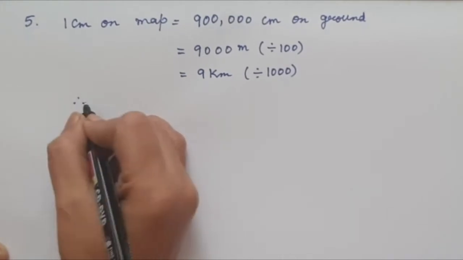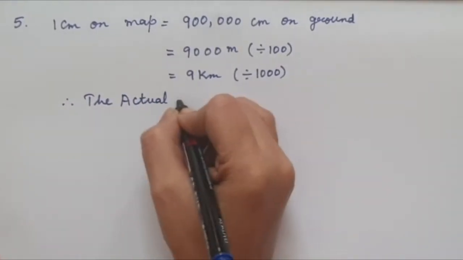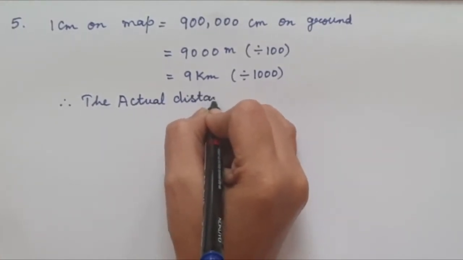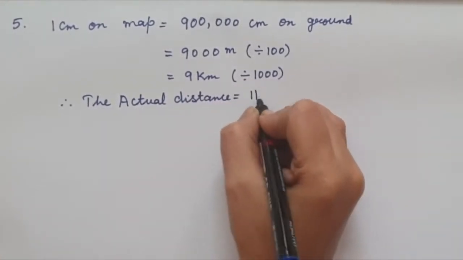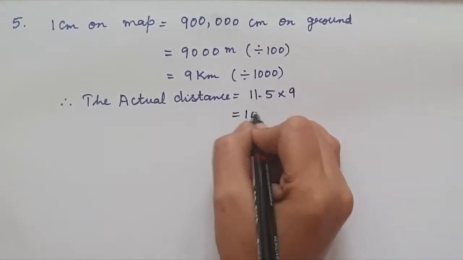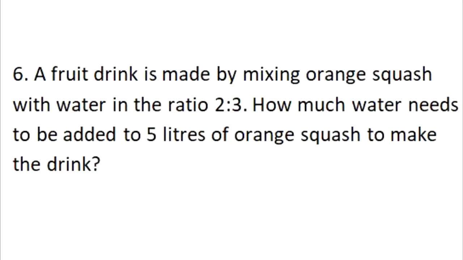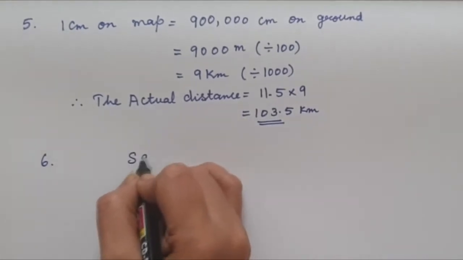Therefore, the actual distance is 11.5 multiplied by 9. This will give us 103.5 kilometers. Sixth question: a fruit drink is made by mixing orange squash with water in the ratio 2:3. How much water needs to be added to 5 liters of orange squash to make the drink?